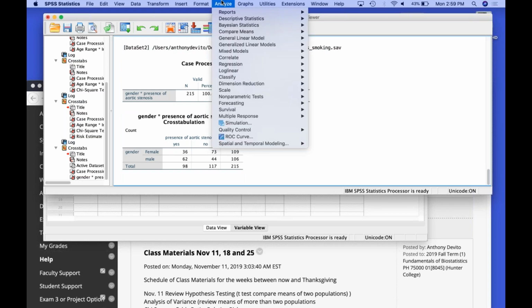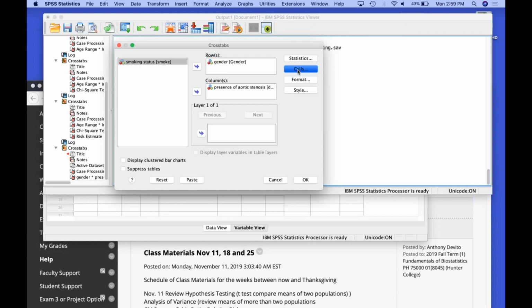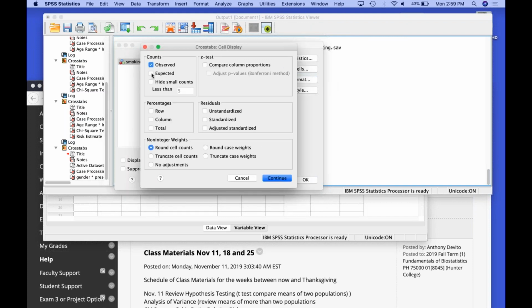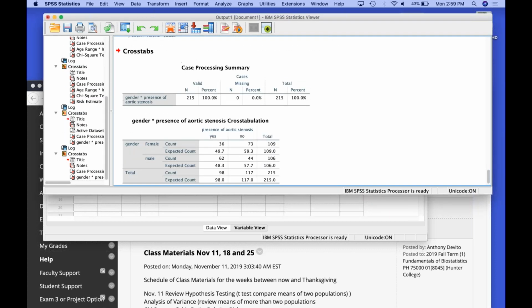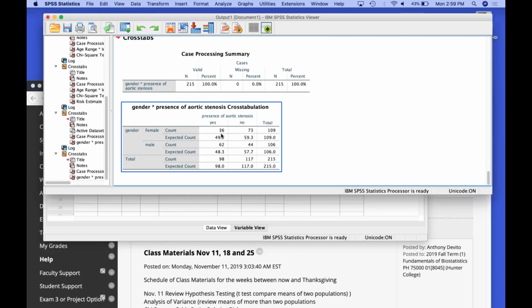I'm actually going to go over here, analyze, descriptive statistics, crosstabs, go into cells, and I'm going to say calculate my expected values. And say, okay. You can see that there's a difference for males and females in the expected values versus the observed values. The observed values here are called a count. And also notice something else. The expected values, because they're calculated, they're not real world, they are 49.7, 59.5, they're fractional, right?